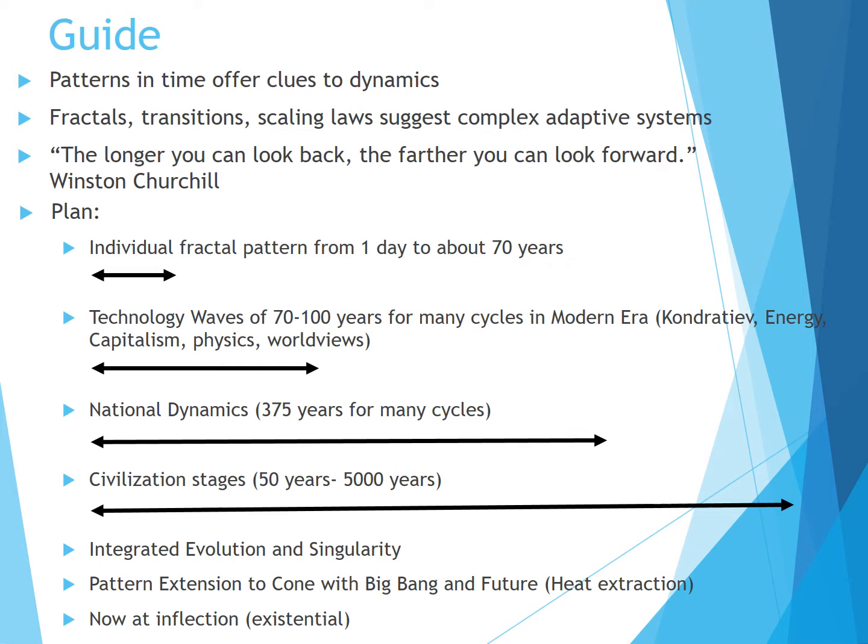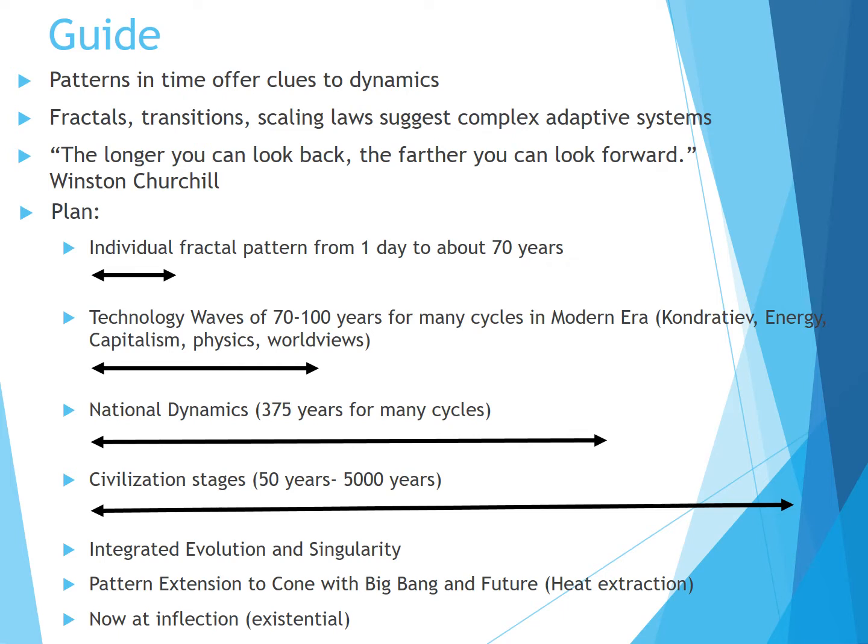So the plan we're going to take with this book is to start nearby, then work ourselves back through history, and then look forward a little bit. The first thing is we're going to look at the individual fractal pattern from 1 day to about 70 years. So we have some timeline. Then we're going to stretch that a little bit, and look at technology waves of 70 to 100 years for many cycles in the modern era. And then we'll look at national dynamics a little bit further, 375 years for many cycles. Civilization stages, 50 to 5,000 years.